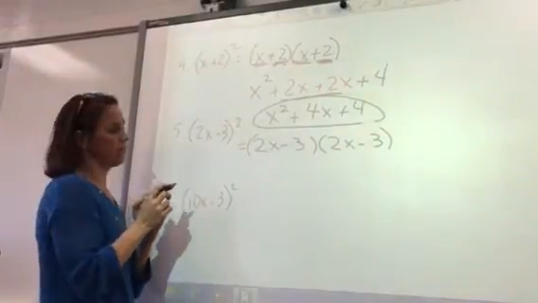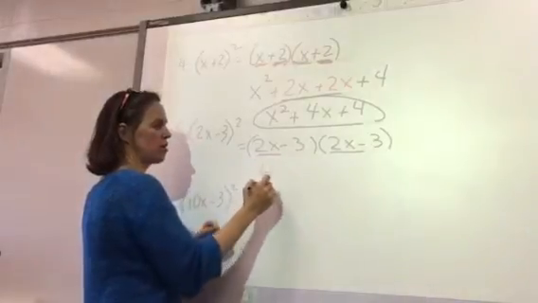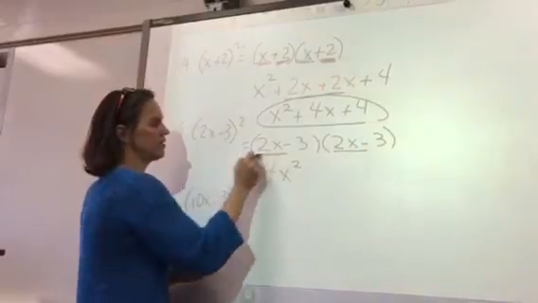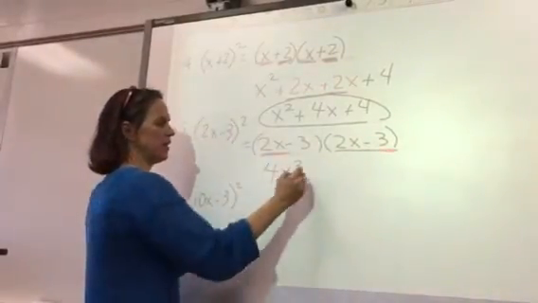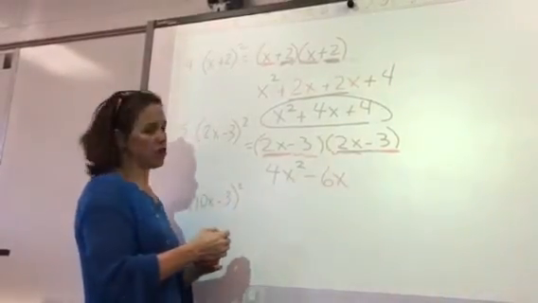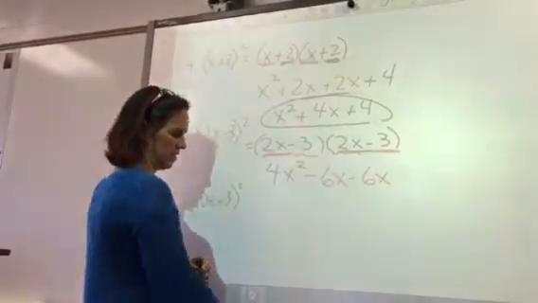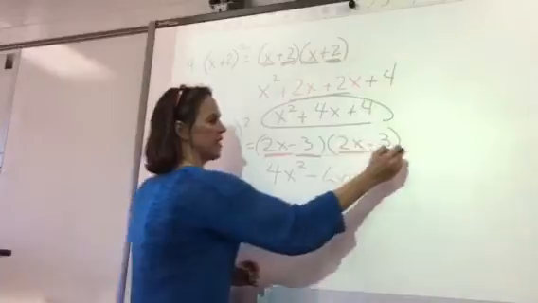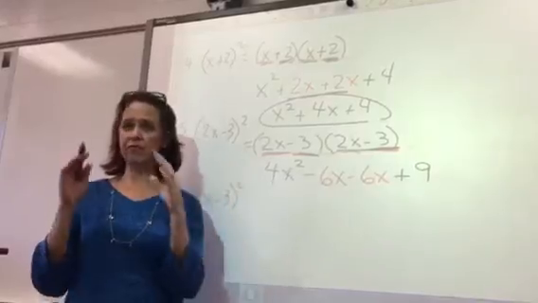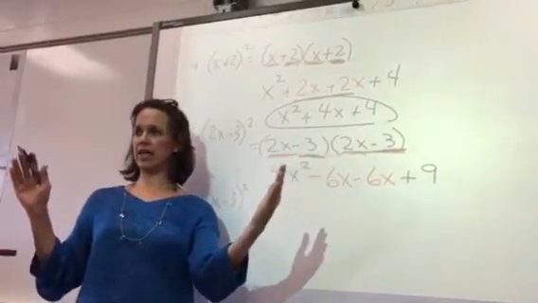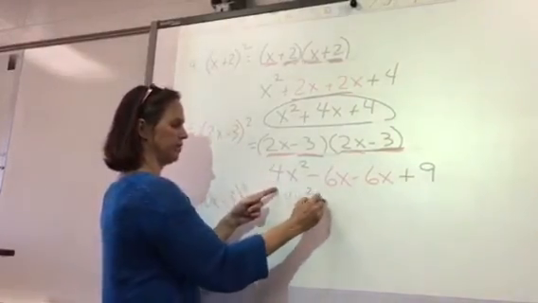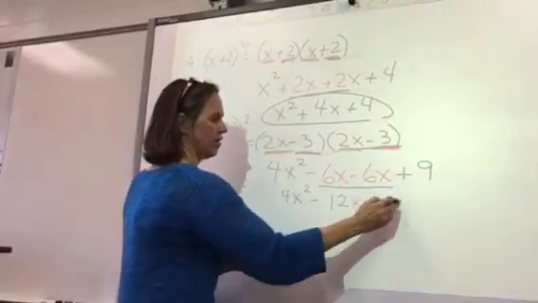You'll mess it up. First times first gives me 4. X to 1 gives me 4x squared. The outside times the outside is negative 6x. The inside times the inside is also negative 6x. And then the last times last. Okay, you got to get it that you have to FOIL every time. First times first, outside times outside, inside times inside, and last times last. So this gives me 4x squared minus 12x right there, plus 9.